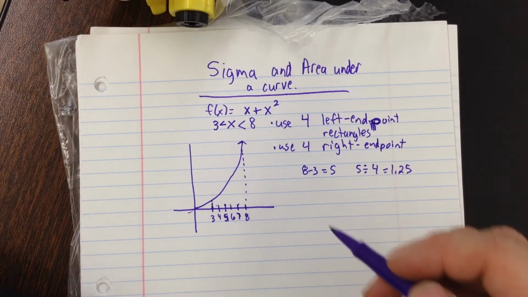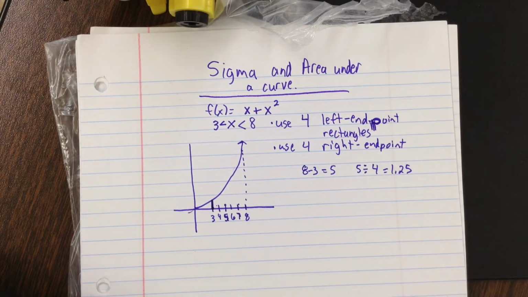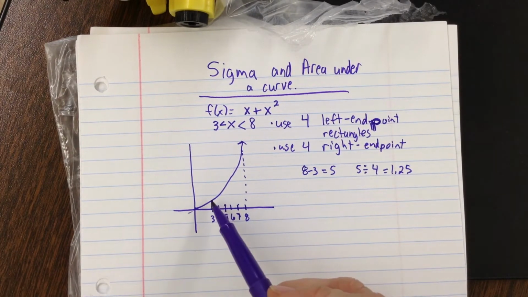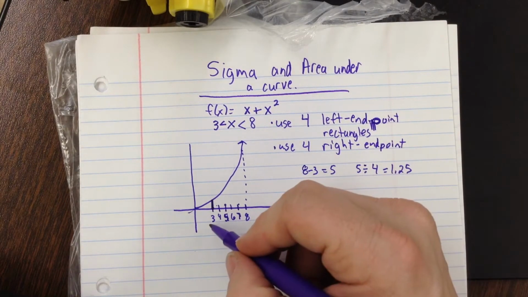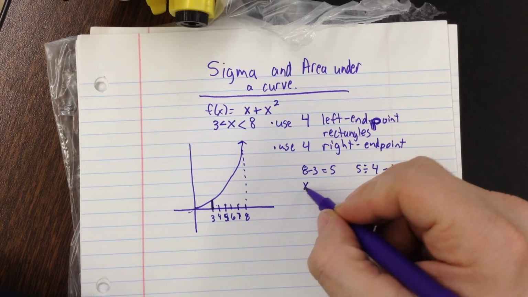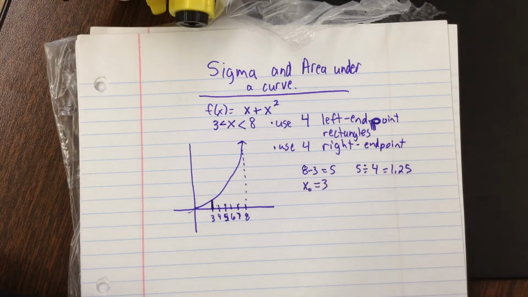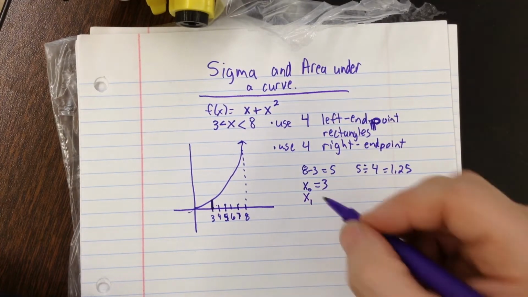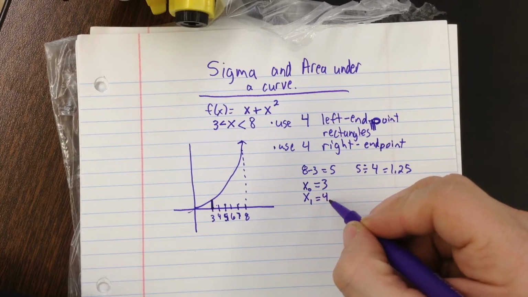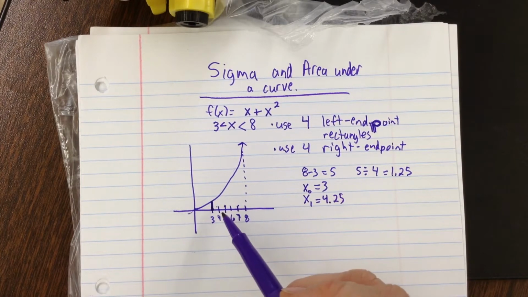A left endpoint rectangle, basically, you start at 3. That's the first point of the interval. You draw a line up to the curve, and that's going to be the left side of the rectangle. We would call that coordinate x0. So the very first coordinate would be x0, and that x0 is going to start at 3. The next coordinate would be exactly 1.25 units away, which would be 4.25. So the next rectangle is going to start at 4.25.